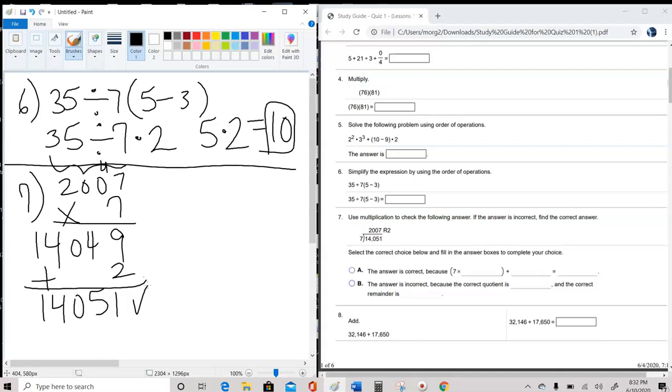So A would be, this is how you would type it in. The answer is correct because 7 times 2007 plus 2 equal to 14,051.